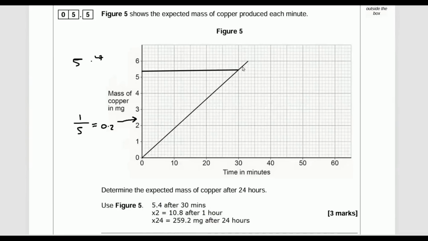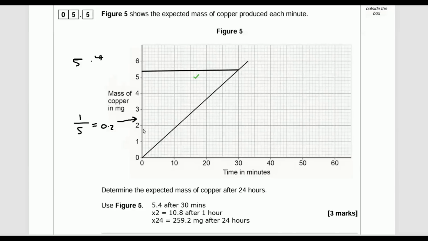You're going to pick up marks for working on the graph, reading off the mass of copper after 30 minutes. You didn't have to do 30 minutes. We could have tried it at 10 minutes, see if we get the same answer. So with 10 minutes, it's 1.8. So let's do 1.8 times 6, because there's 6 lots of 10 minutes in an hour. And that gives me 10.8. And then times 24, that gives me 259.2.